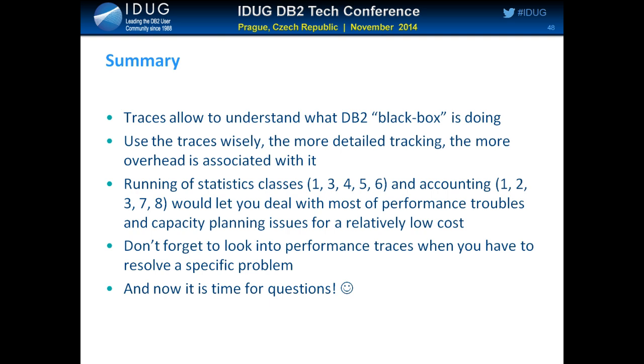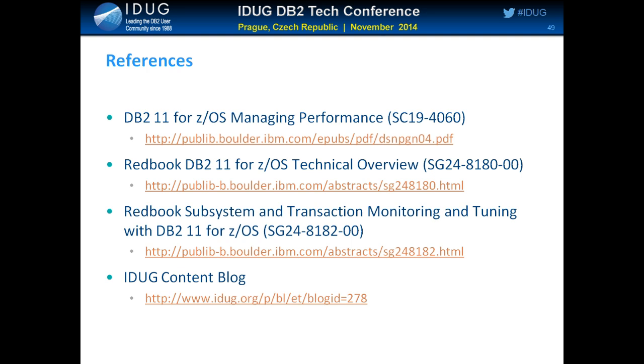Then there are also some references. Of course, you may look into the IBM documentation. I recommend Managing Performance. Very nice manual. You can find a lot of things. Technical Overview. There is a new Redbook for Db2 11 about subsystem, transaction monitoring and tuning. And of course, as I'm part of the IDUG committee, I really recommend going to the IDUG website. There is a lot of interesting information, or you may ask questions directly there, so you can find something.